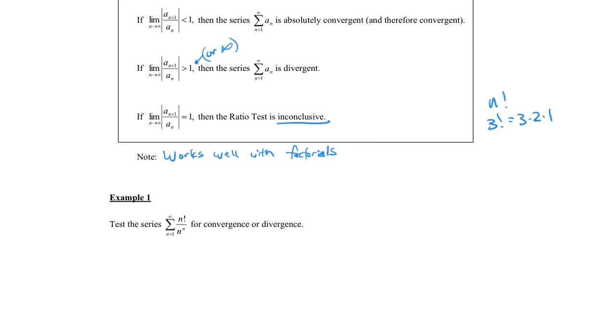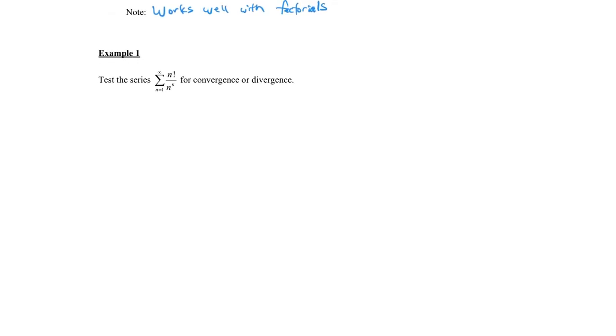Okay, and we've got an example here, and speaking of factorials, look at that. We've got this kind of strange looking series with a factorial up here, n to the nth power in the denominator. And they want us to test this for convergence or divergence. Well, right away, because I see a factorial right here, n factorial, I'm thinking ratio test.